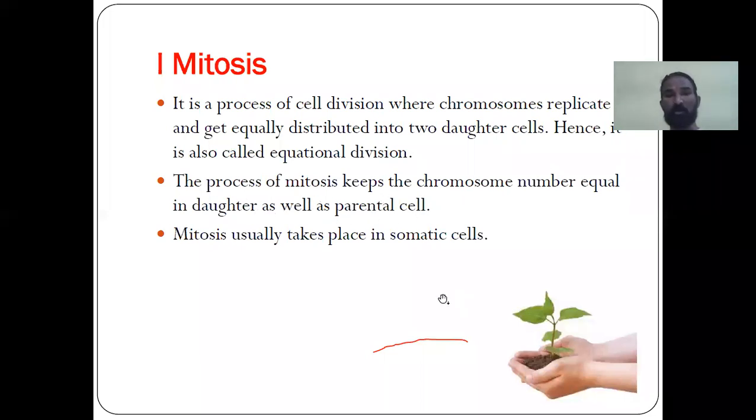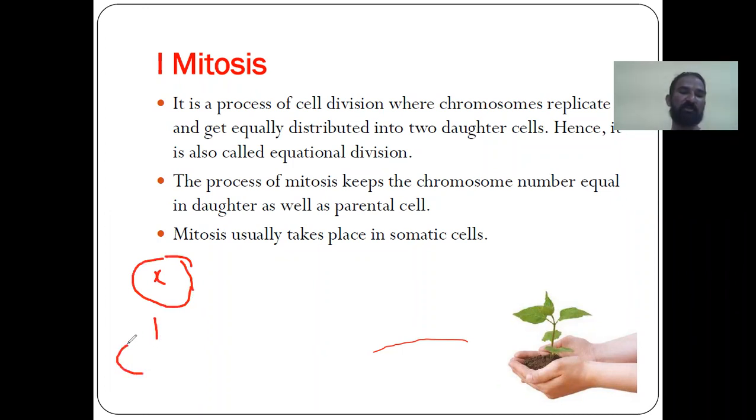I told you, for example, X condition or N condition. It is a cell of the parent. When it is involved in division, it produces two cells, and these two cells also have the X condition only. Haploid cells produce the haploid number of chromosomes, and diploid cells produce the diploid number of chromosomes in the daughter cells. That's why mitosis keeps the chromosome number equal in the daughter cells and the parent cell. The X number of chromosomes are present in the parent cell, and the daughter cells also have X number of chromosomes.